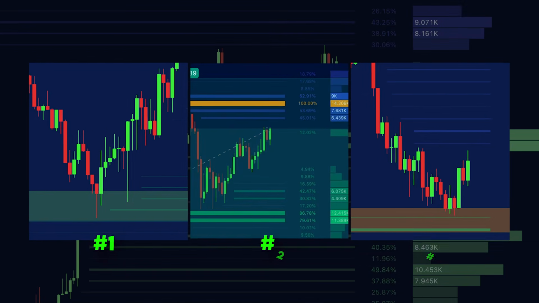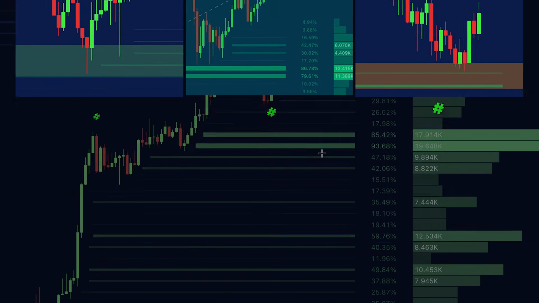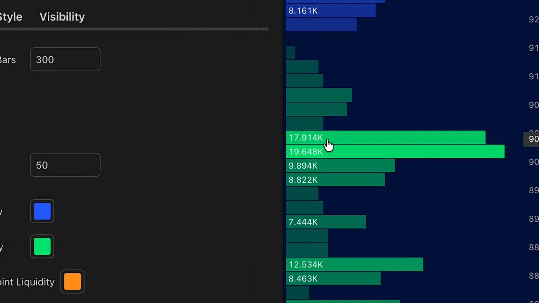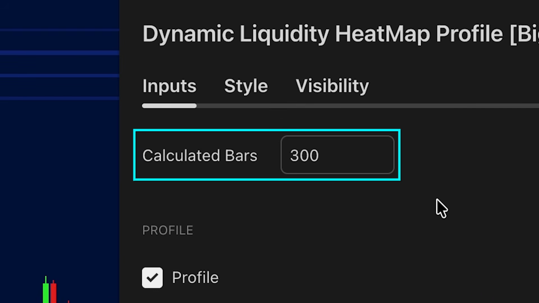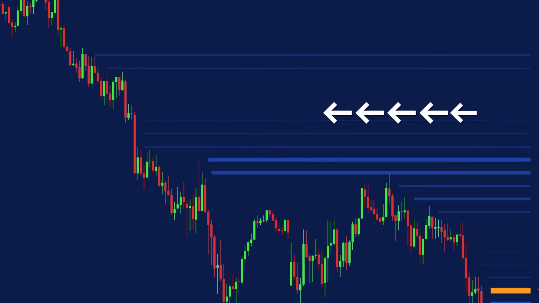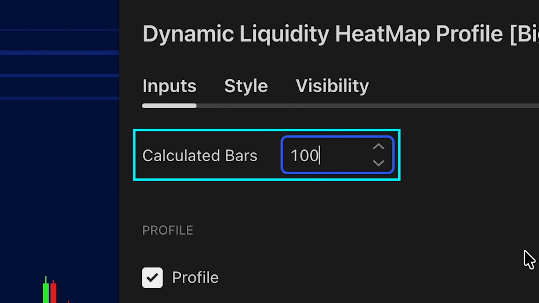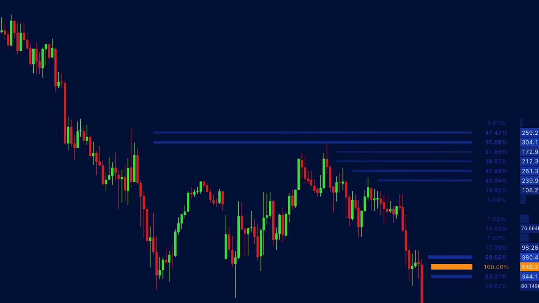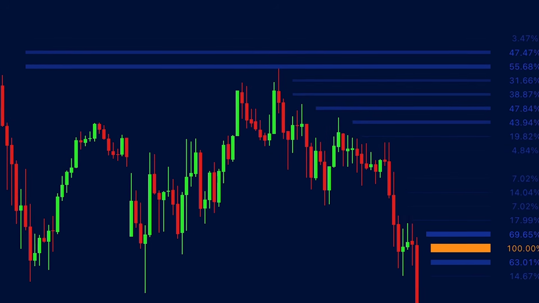Now, before I show you how to trade this secret indicator, let's get your settings right. Double click on the indicator to access the settings panel. You'll see the look back period first. This determines how many bars back the indicator scans for swing highs and lows. Set this to 100 for most intraday trading. This gives you a solid window of recent structure without going too far back into irrelevant history.